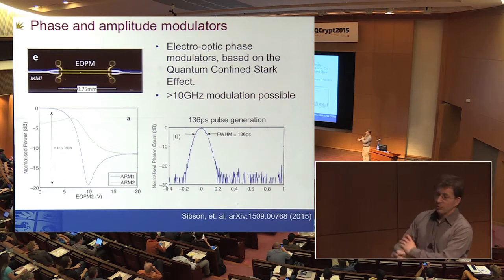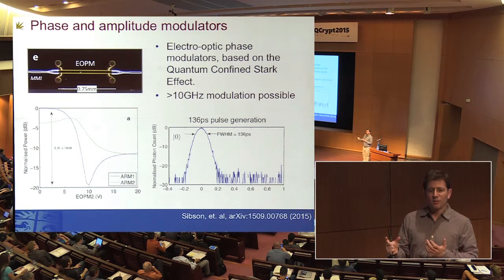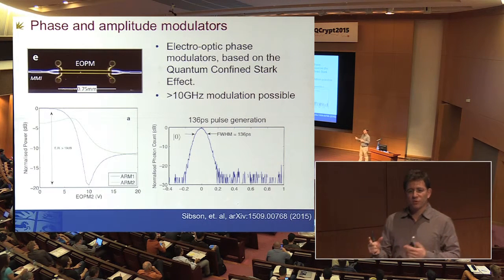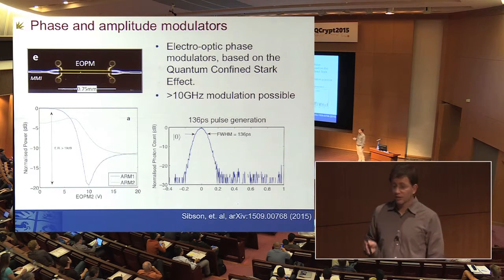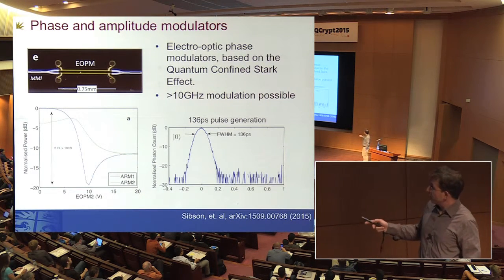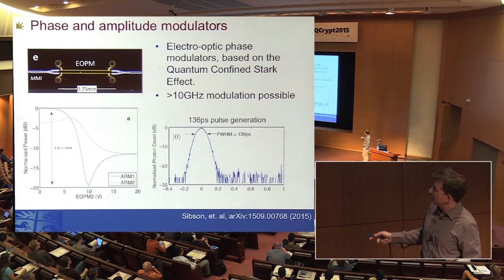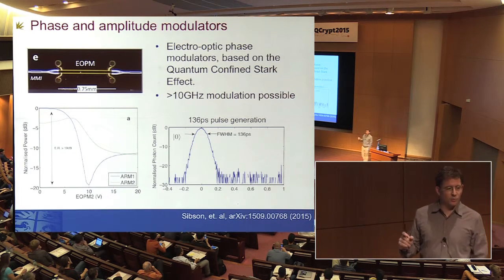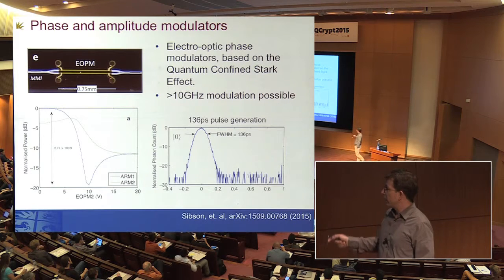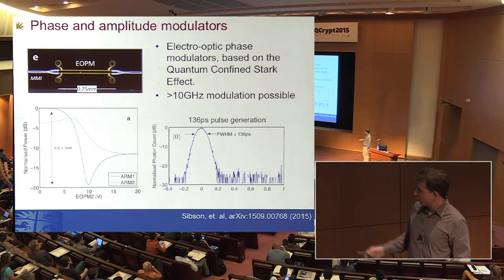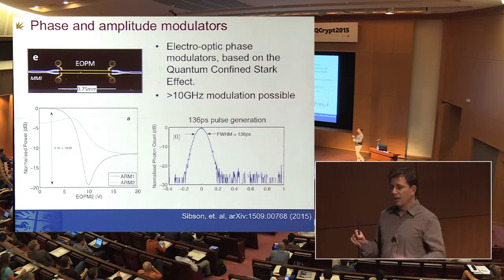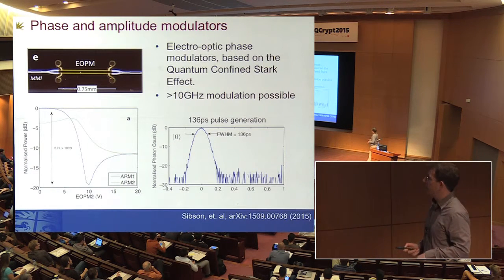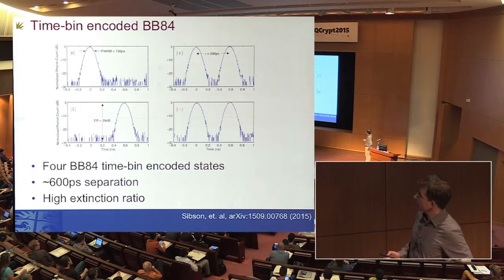And what we do is we run the laser CW. We then put the laser through one of these phase modulators in a Mach-Zehnder configuration so that we can effectively switch the signal on and off. We can do that very fast, and so we're able to produce these very clean 130 picosecond wide pulses with really high extinction ratios. So we're at about 30 dB extinction ratio here. So really, really clean optical pulses that we can then use for our time bin encoding.